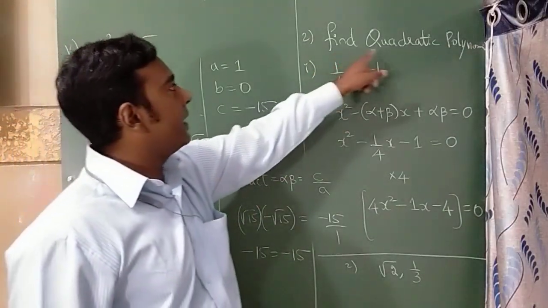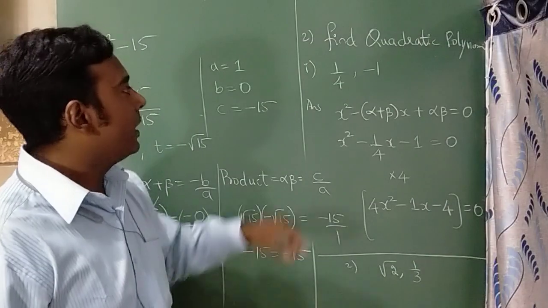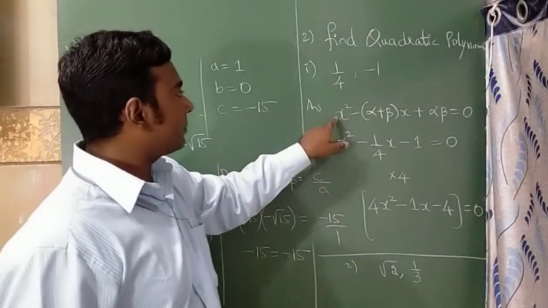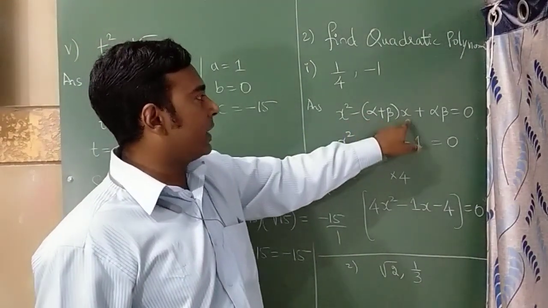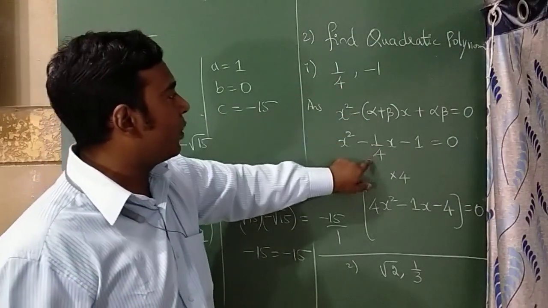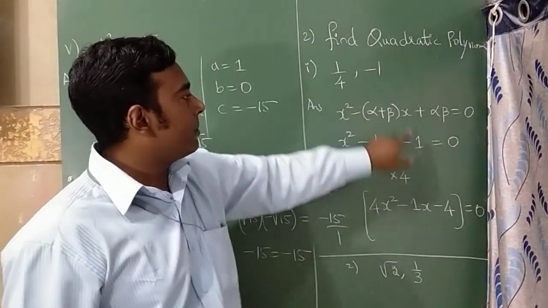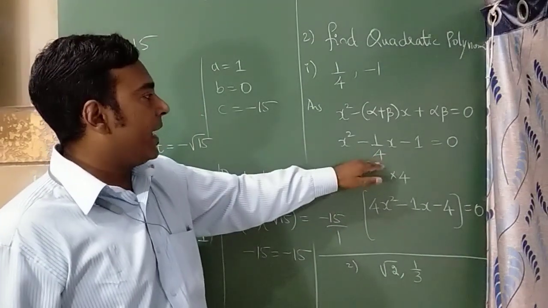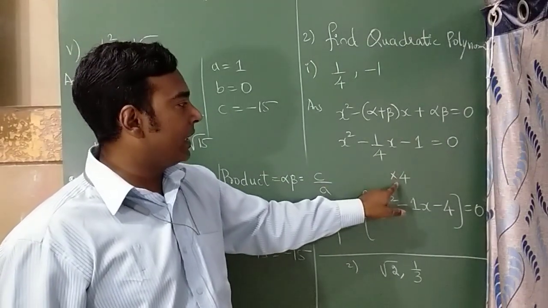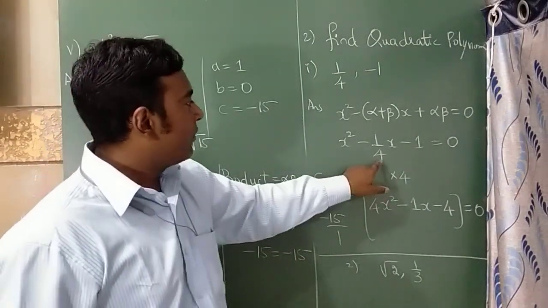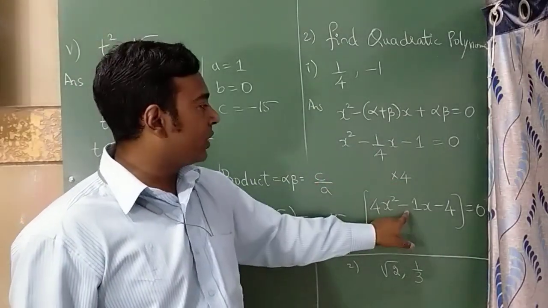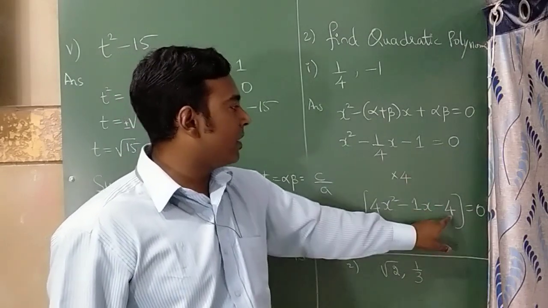Fine. Next question. Find the quadratic polynomials for the given sum and the product. Fine. This is the formula. x square minus alpha plus beta into x plus alpha beta. x square, in place of alpha plus beta write 1 by 4. In place of alpha beta write minus 1. There should not be any number in the denominator. So which number will be there? With that number I am multiplying. Fine. So if I multiply with this, I get 4x square. This 4 and this 4 get cancelled. So it is minus 1x minus 4 ones are 4.